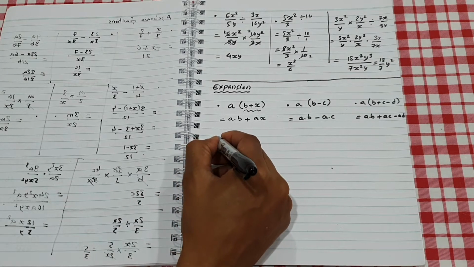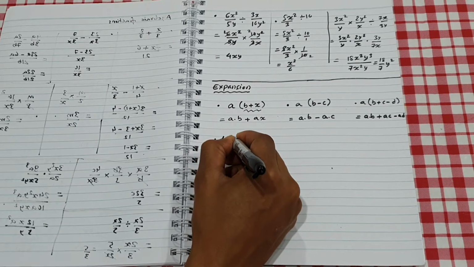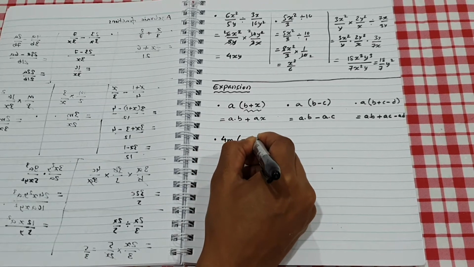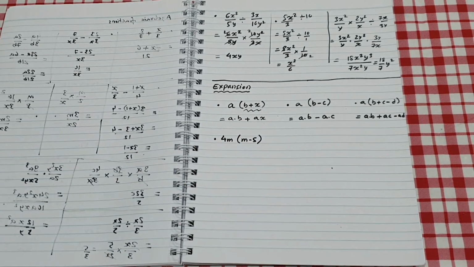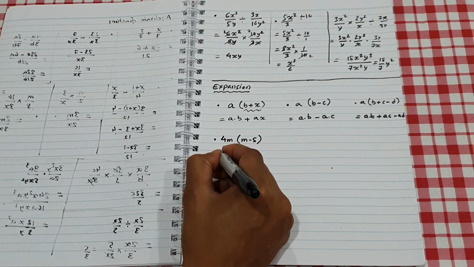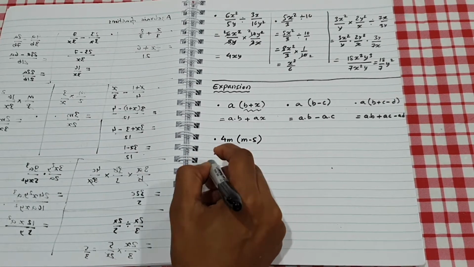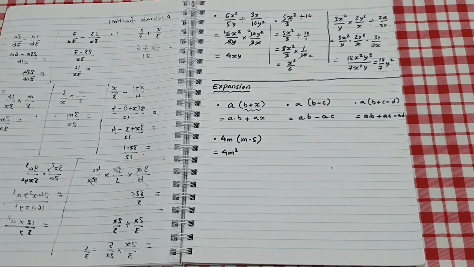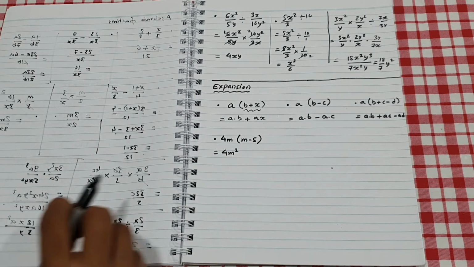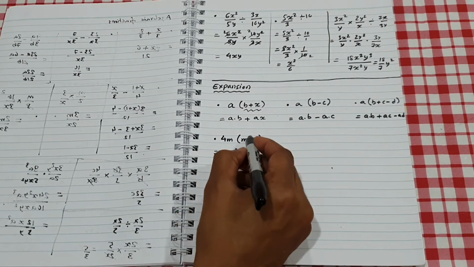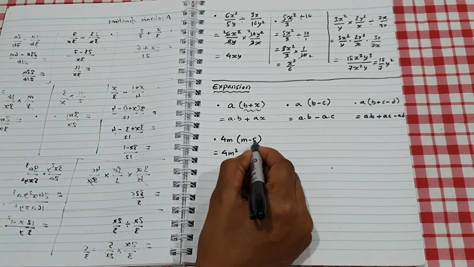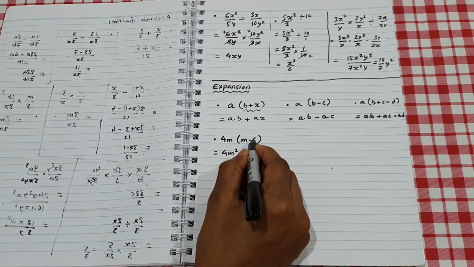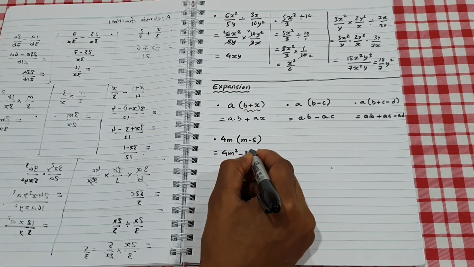Let's take another example: 4m(m minus 5). 4m gets multiplied with m gives you 4m squared. 4m gets multiplied by minus 5. So 4 times 5 is 20, so this is minus 20m.